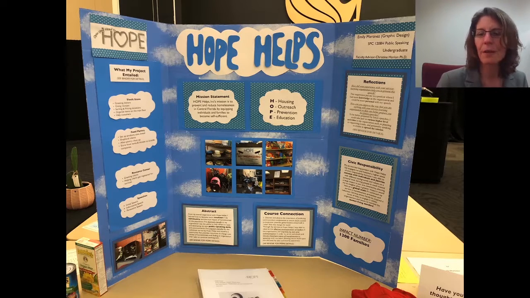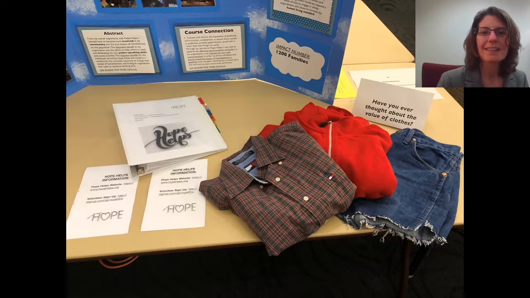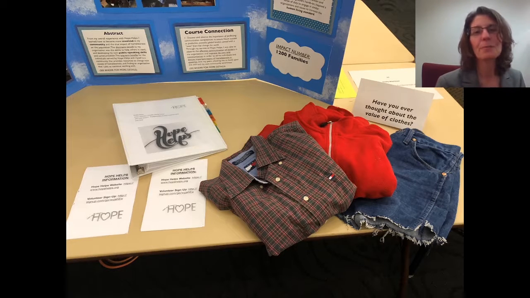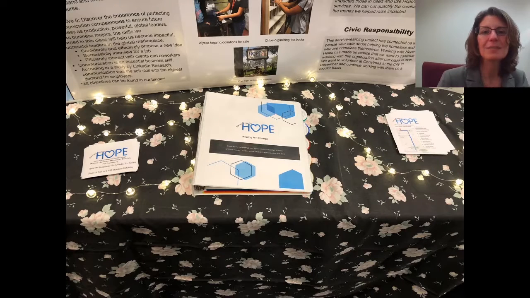But it is beautiful, and I want to highlight one more thing with hers that she had. She has her binder. She has some flyers there, but she also has some clothes set aside. And these were clothes that she had purchased at Hope Helps thrift store. And they are name brands, as you can see. And then she had a little sign, have you ever thought about the value of clothes? And so that's a nice way to kind of tie it all together at the showcase. A nice use of table scatter.